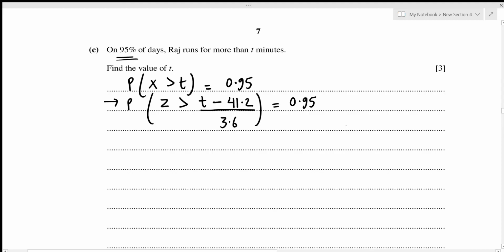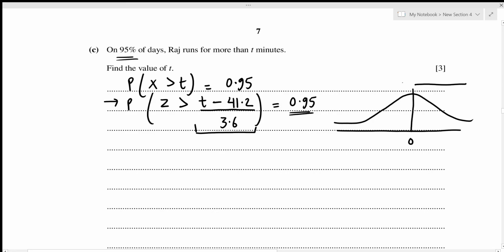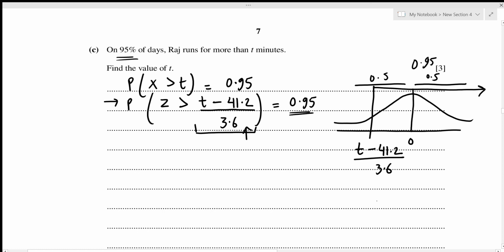All right, let's move on to the next step. That would be to drop the probability distribution. All right, so this is 0. And we're looking at the z value of t minus 41.2 divided by 3.6. And the probability greater than this value is going to be 0.95. And since we know that the probability to the right-hand side and the left-hand side of the mean, which is 0, is just going to be 0.5 and 0.5, this suggests that this value is going to lie on the left hand side. So that's going to be somewhere around here. That's going to be t minus 41.2 divided by 3.6, and the probability greater than this is going to be 0.95.